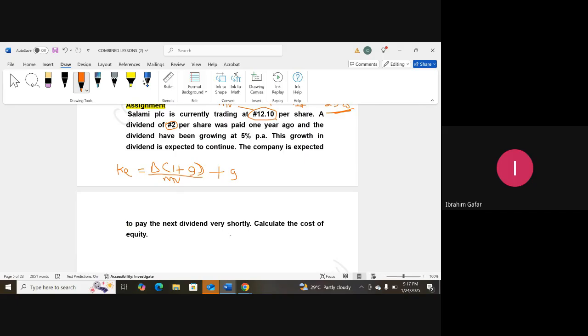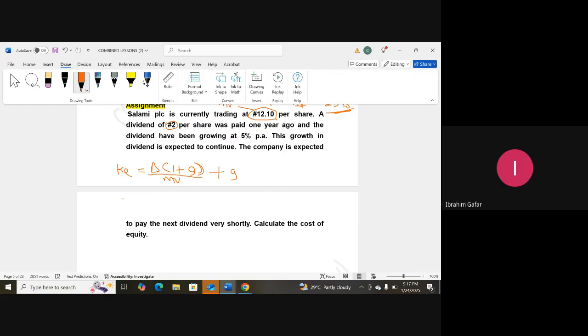So the company is expected to pay the next dividend. After the company paid that 2 naira 1 year ago, the next one has not been paid by the company. That is what the examiner is telling us, that the company is expected to pay the next dividend very shortly. Whether they pay it now or later, the bottom line is that the dividend has not been paid. So that is why we say the market value given to us is cum-div.